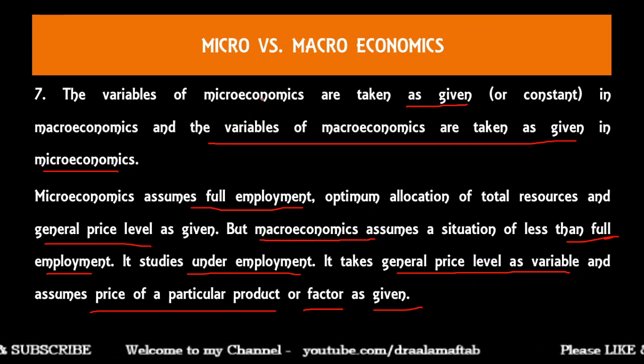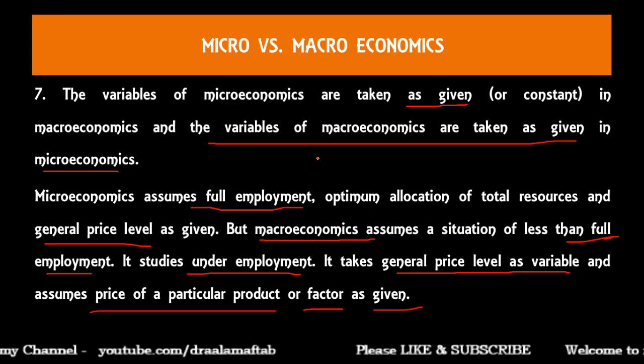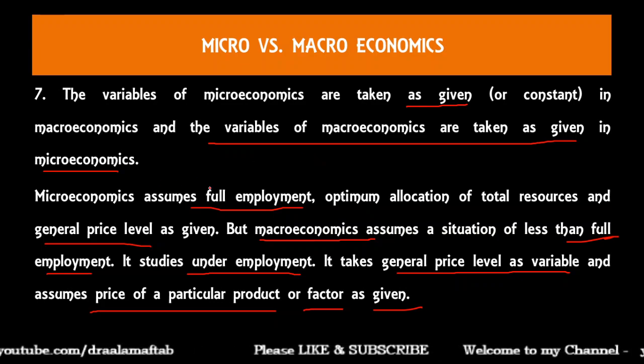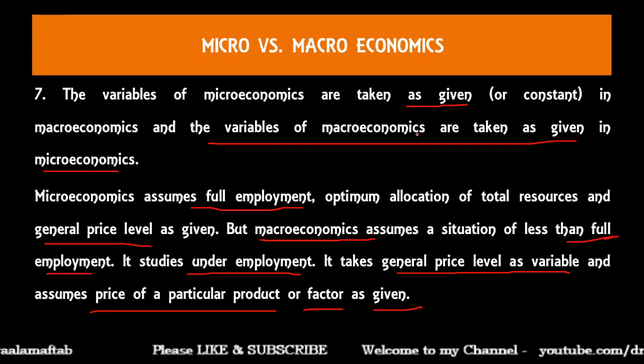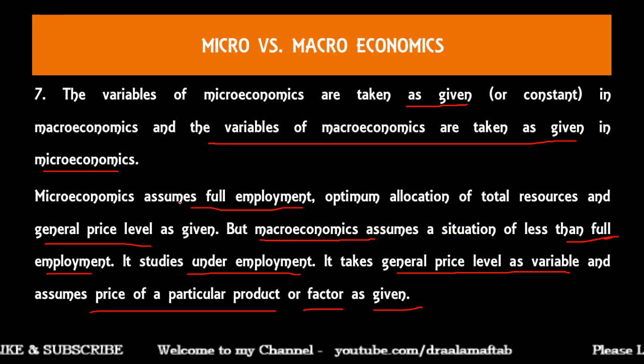When you study microeconomic variables, you consider macro variables as constant and given, and when you study macro variables, you consider the micro variables as constant. So this is the seventh difference.